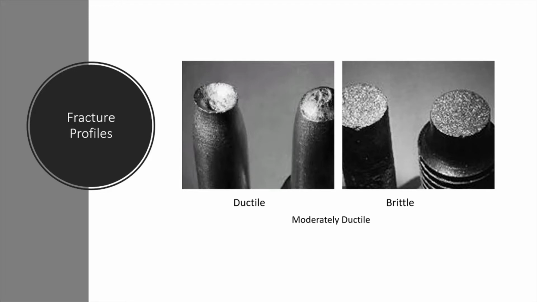The ductile fracture has a slow crack propagation that happens alongside a large plastic deformation and usually fails after showing warning. This results in a cup and cone shaping of the material as we see in the left image.